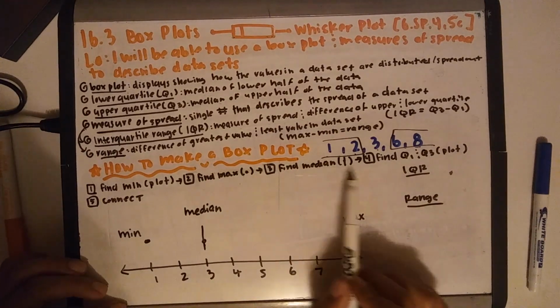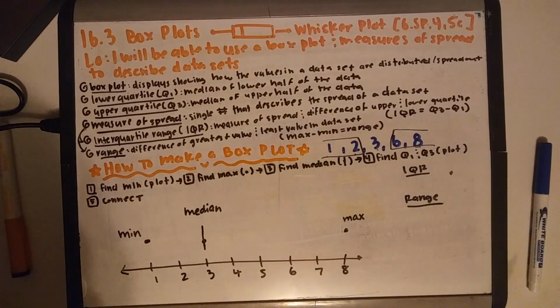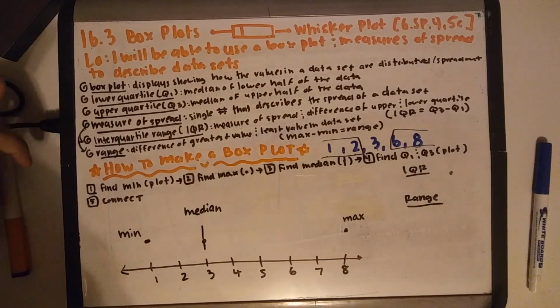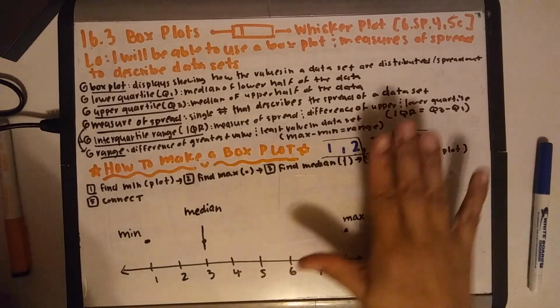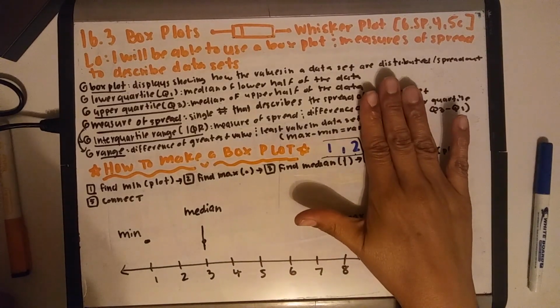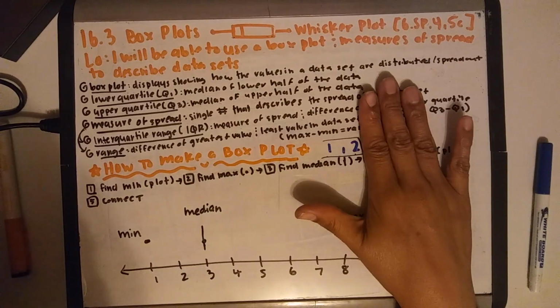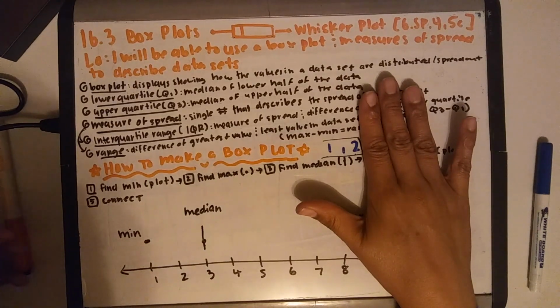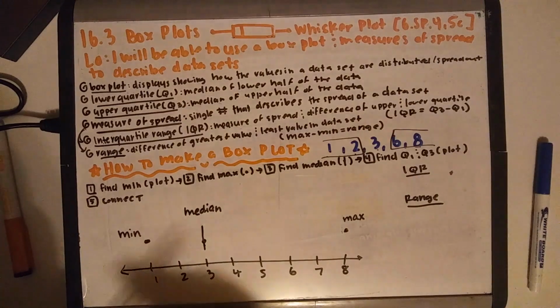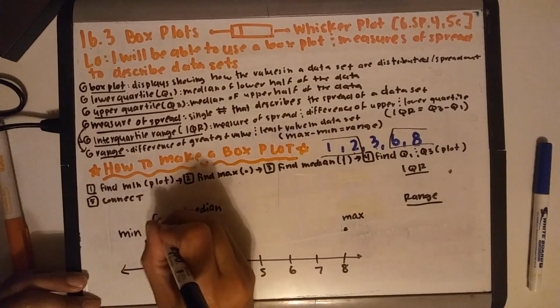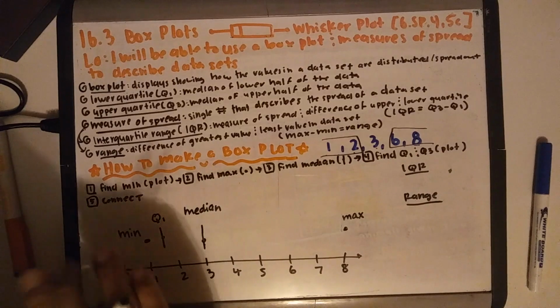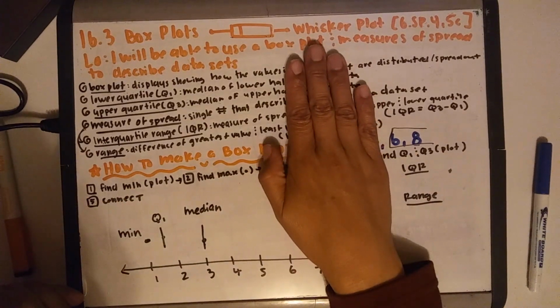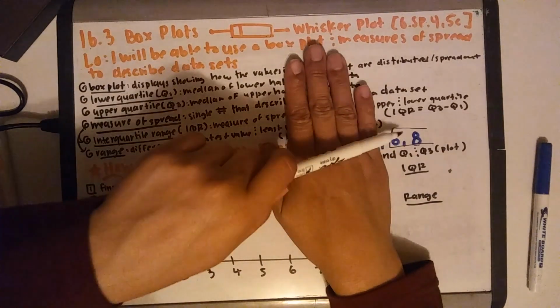Then after that, I'm gonna have to find my Q1 and Q3. So my Q1 is my lower quartile, which is the median of the lower half of the data. So this is my lower half of the data. Okay. So I'm gonna take 1 and 2, and what's in between 1 and 2 is 1.5. But if you don't know that, you can add them together. 2 plus 1 is 3, divided by 2, because you're trying to find the average, is 1.5. So then I'm gonna go 1.5 right here. This is my Q1.